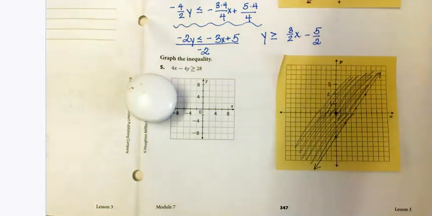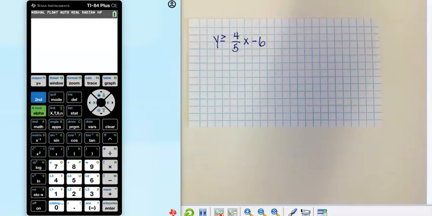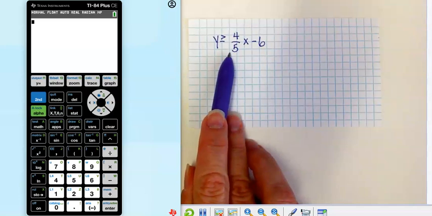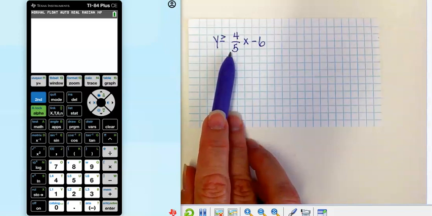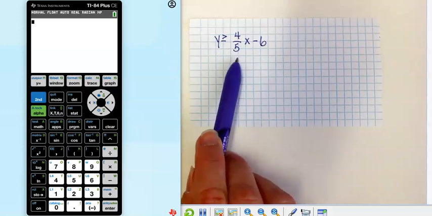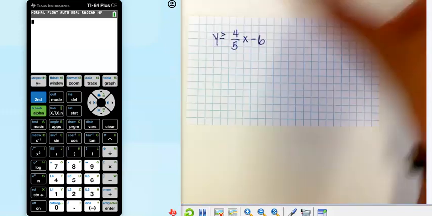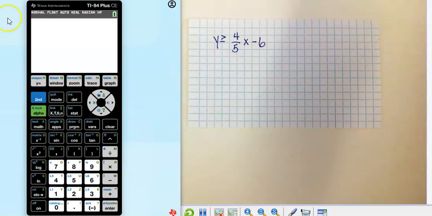Now what we're going to do is we're going to do these same 2 problems again with the graphing calculator. Okay, so what I have is our rearranged equation for number 1. Remember, it started out as 30 plus 5y is greater than or equal to 4, but we solved for y, and here's what we got. So I'm going to go to my calculator.